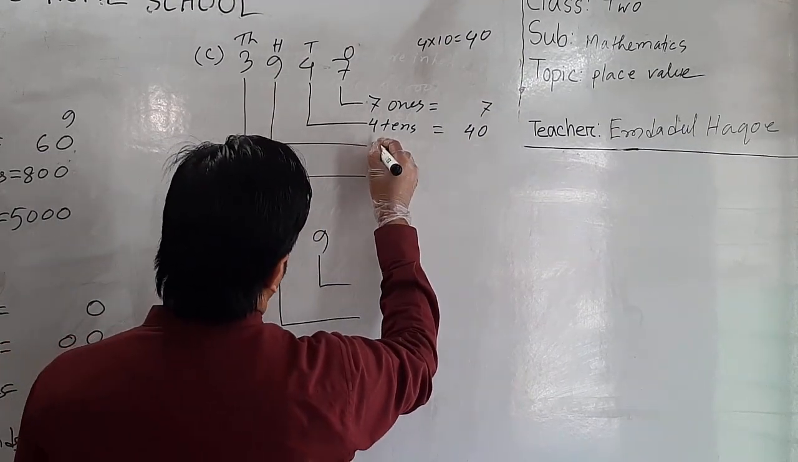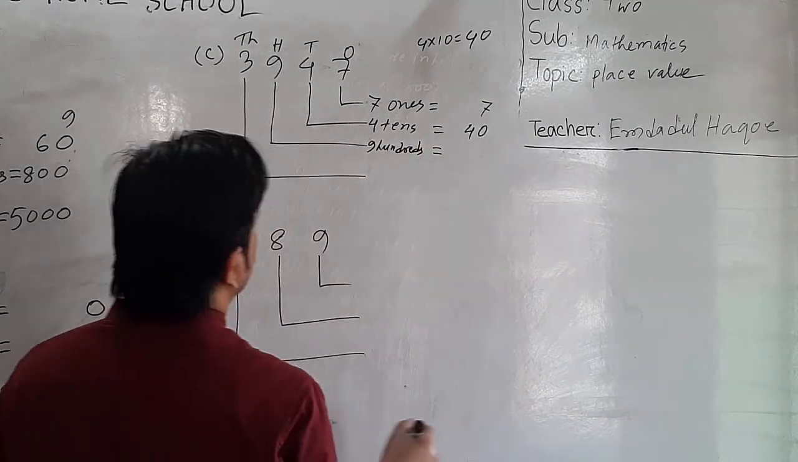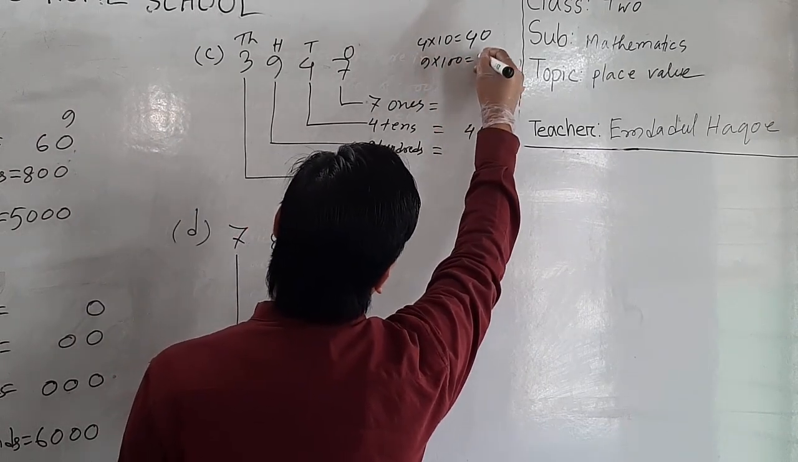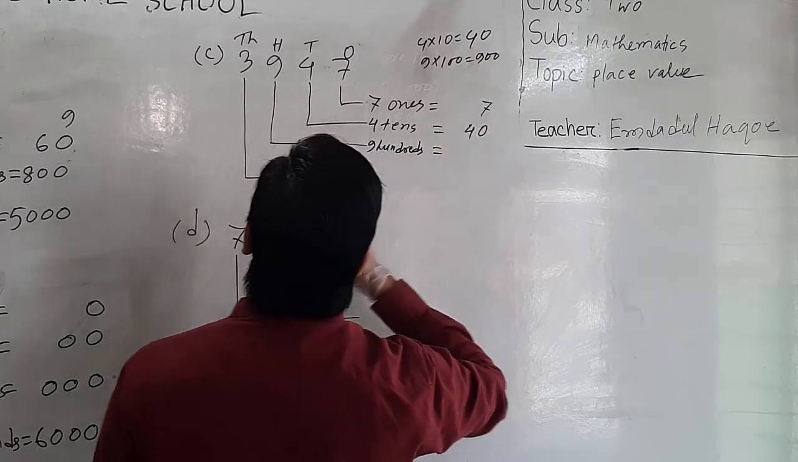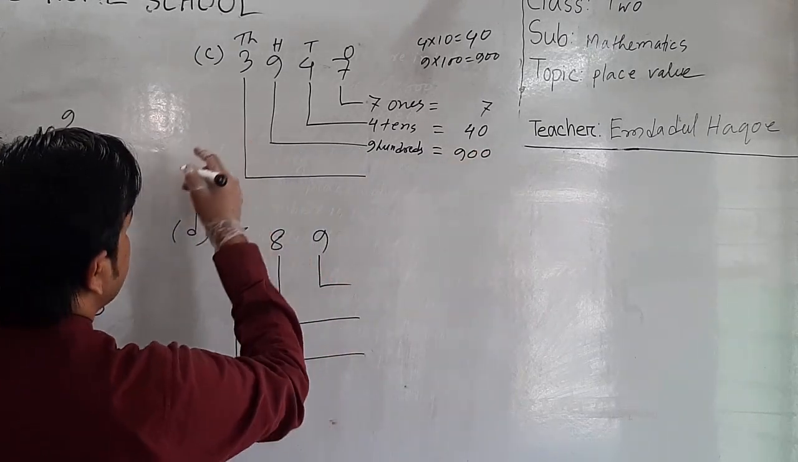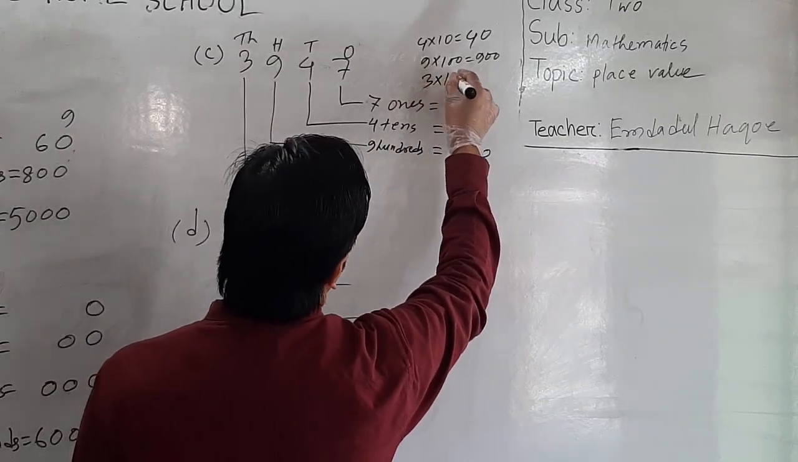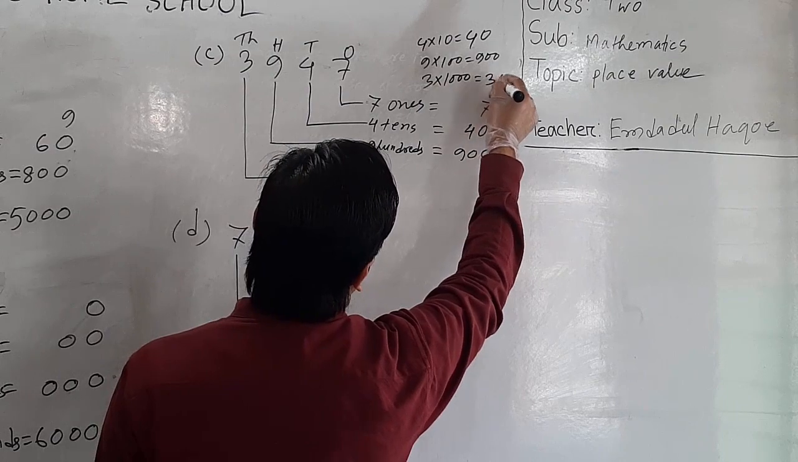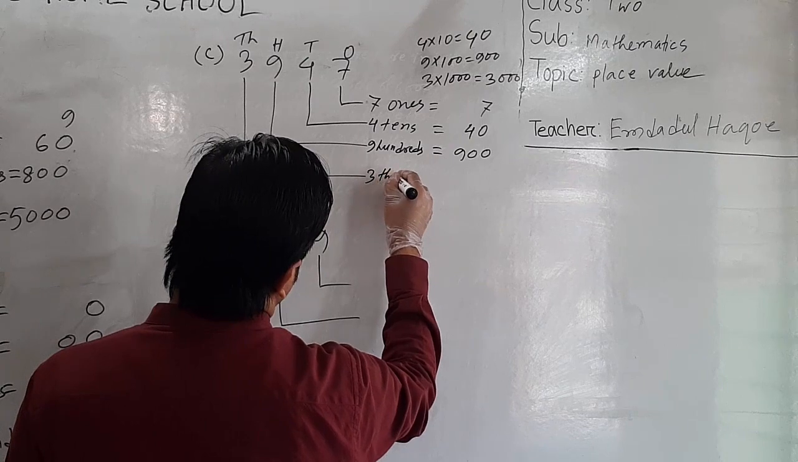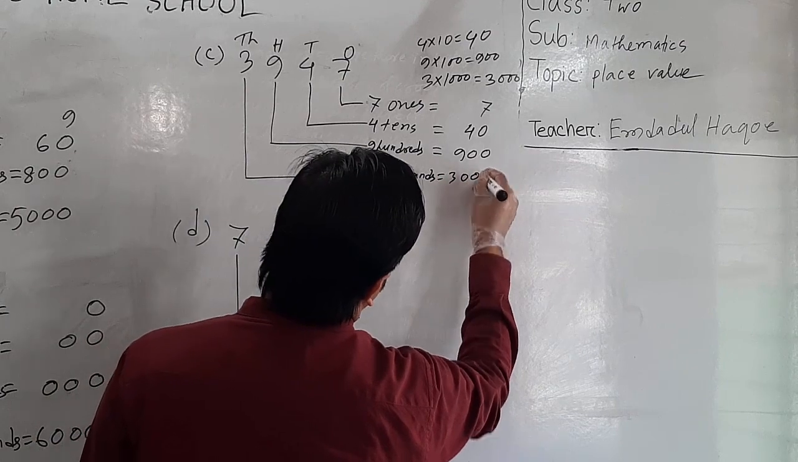Now next one, 9 hundreds. So we have to multiply 9 by 100. If we multiply 9 by 100, this will be 900. So place value of 9 in this number is 900. Now the next digit, 3. 3 is in thousands position, so we have to multiply 3 by 1000, that is 3000. So place value of 3 is 3000. Means we have to write here 3000.